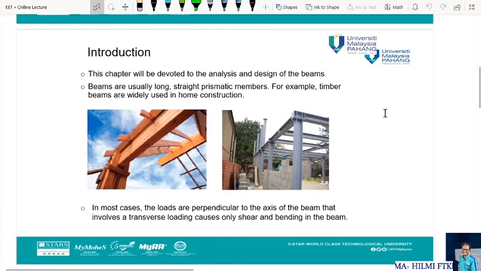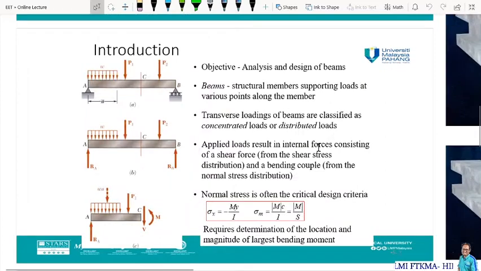So in most cases the loads are perpendicular to the axis of the beam, and this transverse loading causes only bending and shear in the beam. When the loads are not at a right angle to the beam, the load will also produce axial forces in the beam. So the transverse loading of a beam may consist of concentrated or distributed loads.